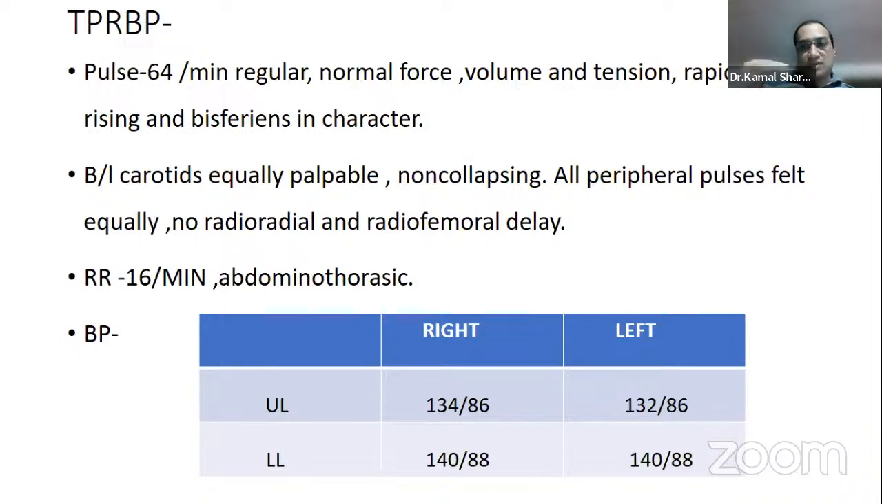So also a lecture on JVP, blood pressure, dynamic auscultation, which all will help you in assessing a clinical assessment of a case. And it's very important for the exam perspective as well. So you look at the various pulses, bilateral carotids, if they're palpable, non-collapsing, all peripheral pulses are felt equally, no radiofemoral or radioradial or brachiofemoral delay, respiratory rate.